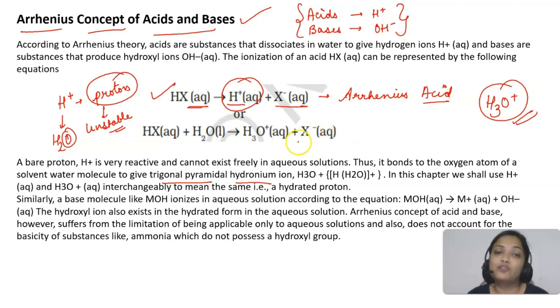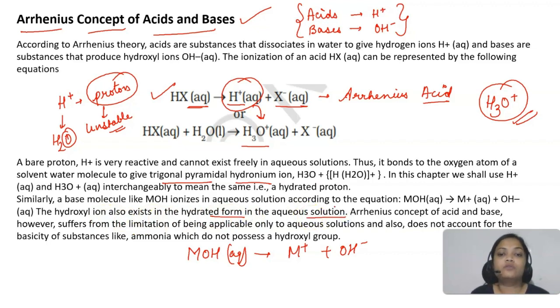So don't get confused with H plus or H3O plus. In some cases H plus will be written, in some cases H3O plus will be written. That is the same thing. It's just that H plus can't exist freely in aqueous medium, so it combines with water and exists as H3O plus, which we call hydronium ion. Similarly, a base molecule like MOH ionizes in aqueous medium and gives you M plus and OH minus. These hydroxyl ions also exist in hydrated form in aqueous solution.